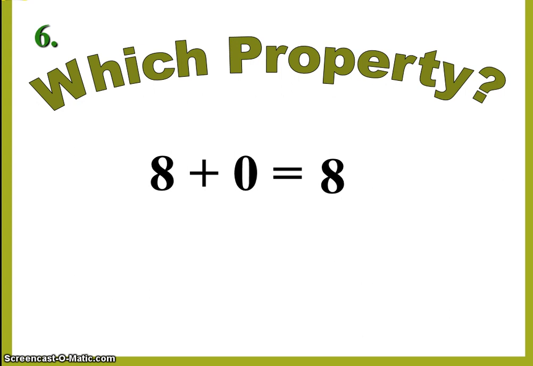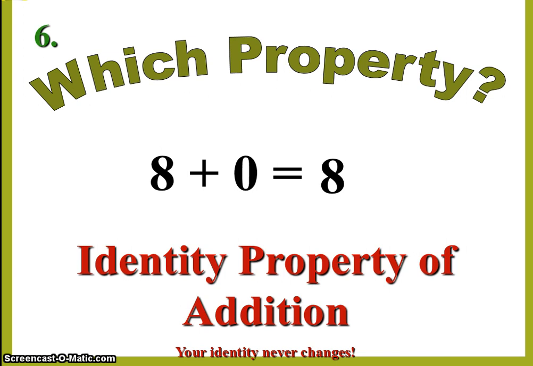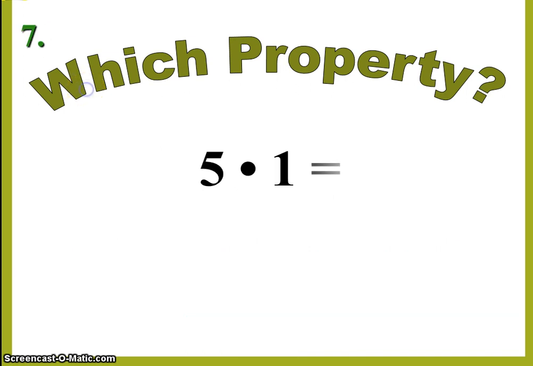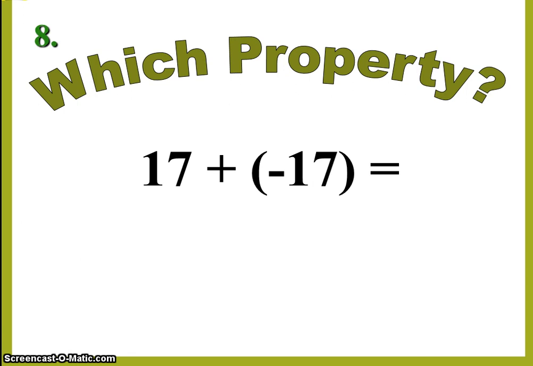Okay, when you add 0, you get the number you started with, right? Well, that's why this one is called the identity property of addition, because your identity never changes. The number never changes when you add it to 0. Okay, well, 5 times 1, same idea except it's multiplication, isn't it? You add 0, you get the number. You multiply by 1, you get the number. See the difference between the adding and the multiplying? So be careful.